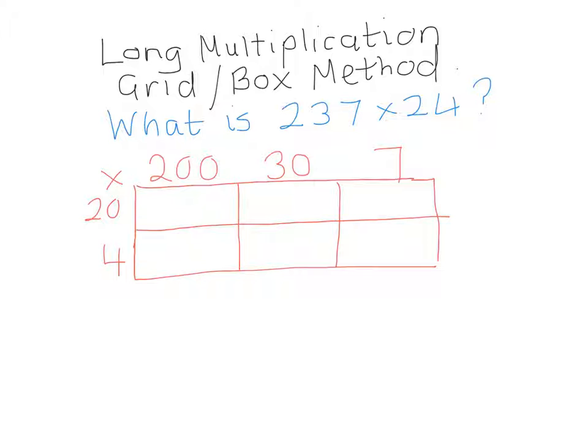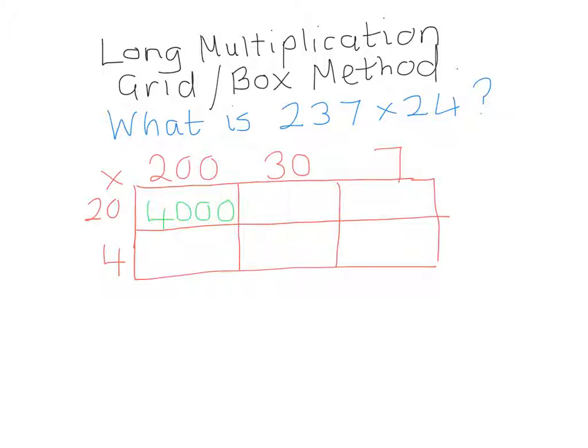So let's do that. I'm going to change the colour. Let's do green. Okay, so 20 times 200. Well, I know that 10 times 200 is 2000, so 20 times must be double that. So I reckon it's 4000. If you're unsure, you just do 2 times 2, which is 4, and there are 3 zeros. Together that makes 4000. We write it in this box.